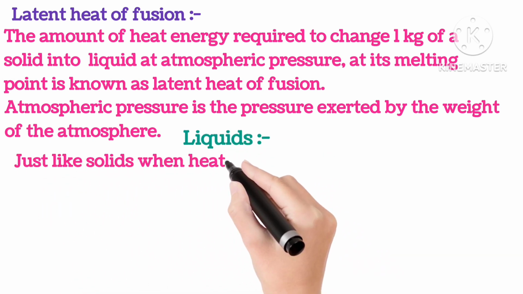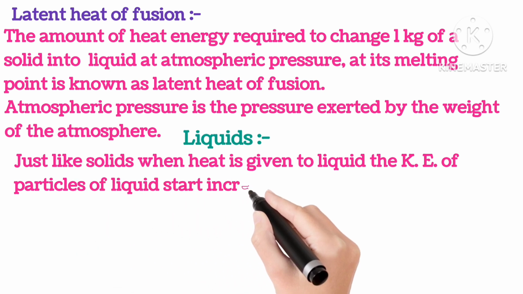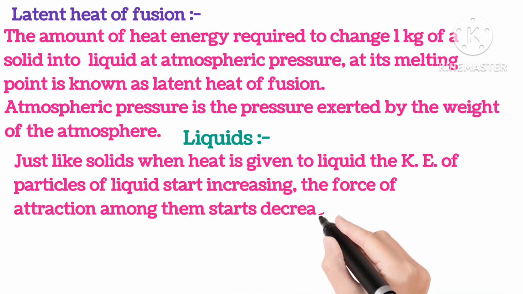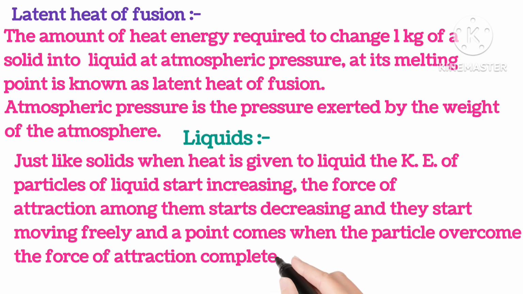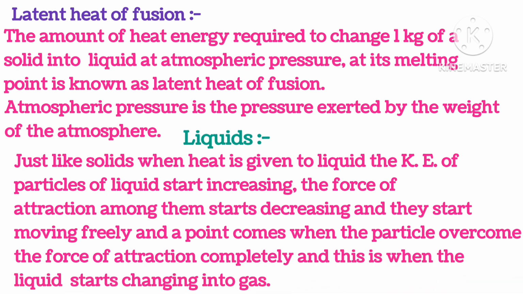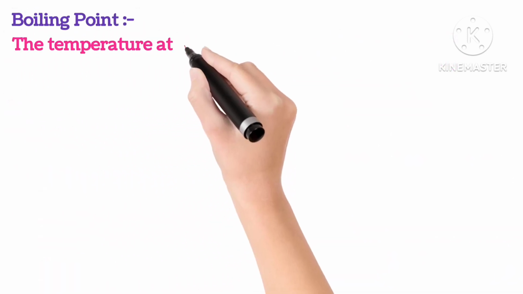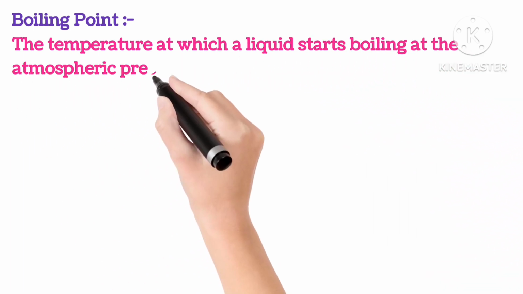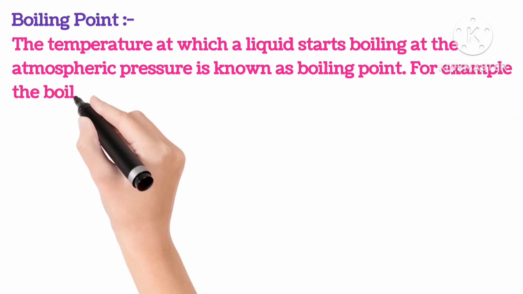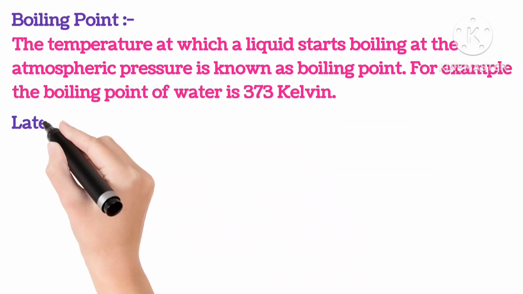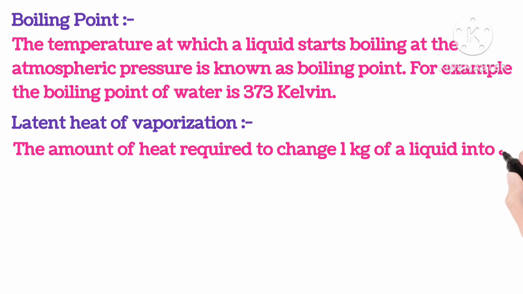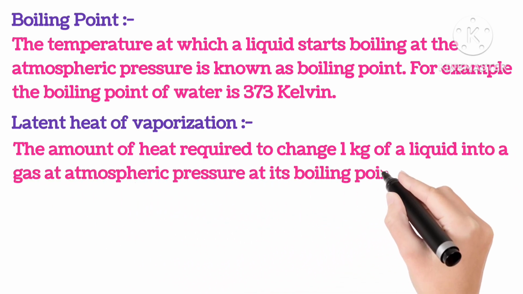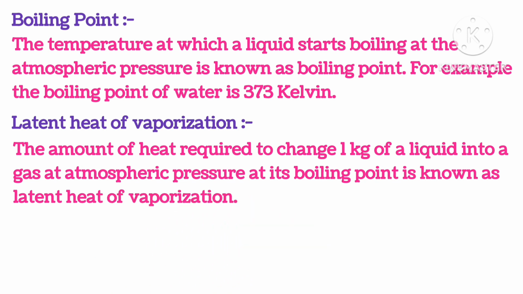In liquids. Just like solids, when heat is given to a liquid, the kinetic energy of the particles of the liquid starts increasing. So the force of attraction among them starts decreasing and they start moving freely, and a point comes where the particles overcome the force of attraction completely, and this is when the liquid starts changing into gas. Boiling point. The temperature at which the liquid starts boiling at atmospheric pressure is known as boiling point. For example, the boiling point of water is 373 Kelvin. Latent heat of vaporization. The amount of heat required to change 1 kg of liquid into gas at atmospheric pressure at its boiling point is known as latent heat of vaporization.